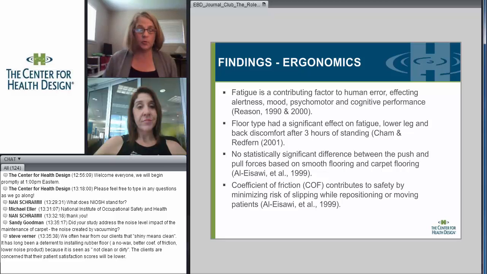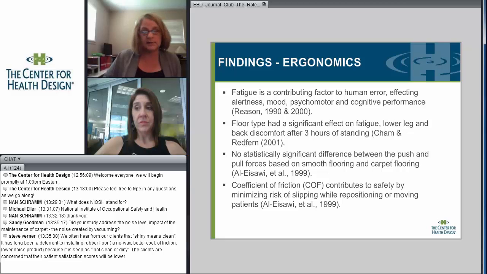So when you look at other research, one set of research looked at standing on different flooring types for 4 hours. And I think they looked at concrete, vinyl, various kinds of floors that were considered hard, resilient, and then carpet with and without a pad. And what they found was for the first 2 hours, there was no significant difference. But when you start getting into that third hour, different floorings had different effects on fatigue, and lower leg and back discomfort.